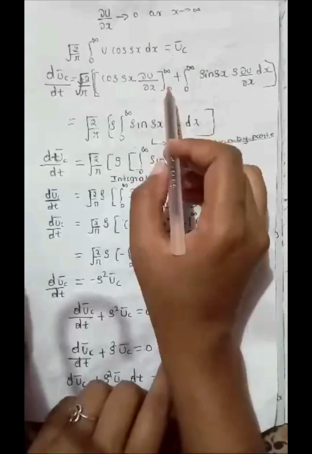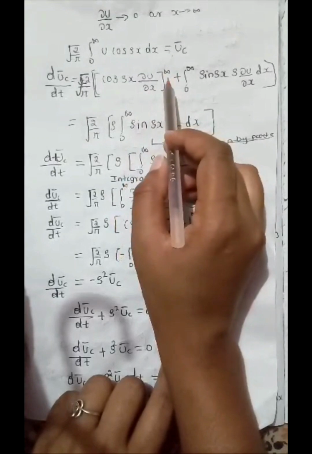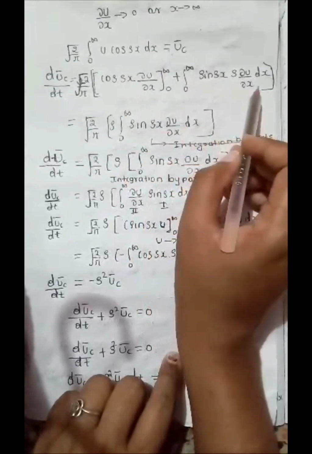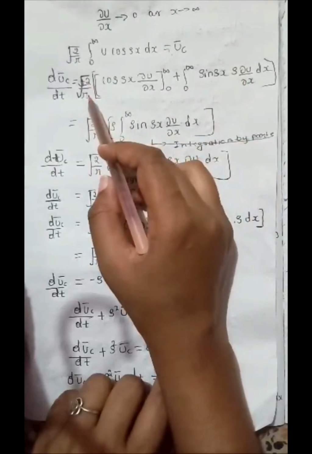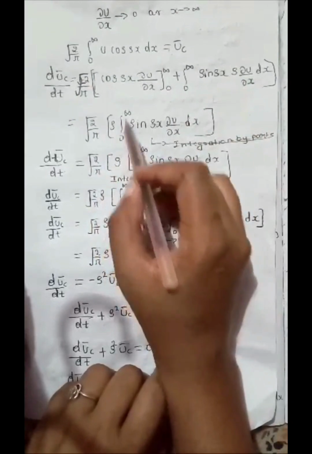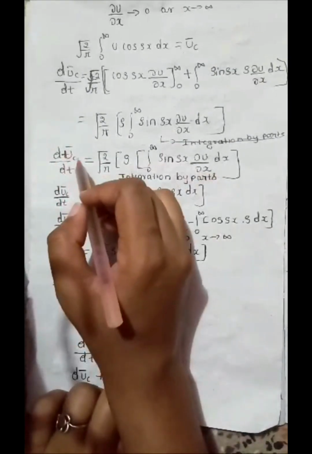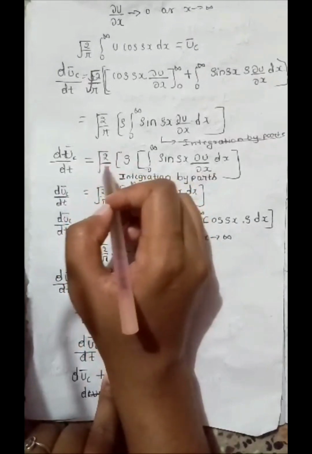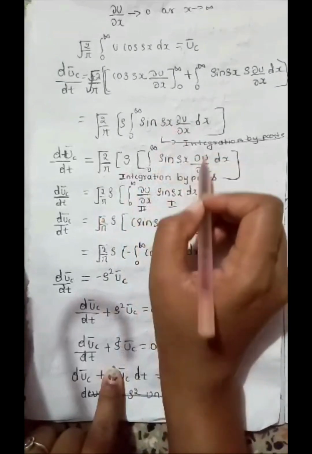So we have to apply the limit. When we apply the limit of infinity, it will become 0, so this whole thing will vanish, and then the remaining part will be this. We have taken square root of 2 by pi outside of the integral, then 0 to infinity sin sx dou u by dou x into dx. So again du bar of c divided by dt will be equal to square root of 2 by pi, where we have taken s outside, 0 to infinity sin sx dou u by dou x into dx.